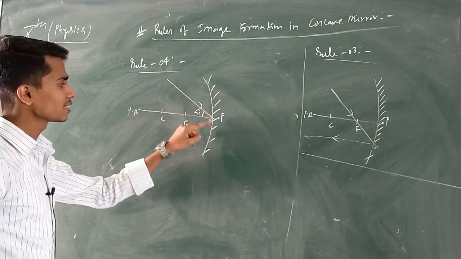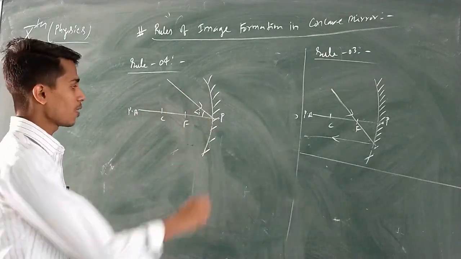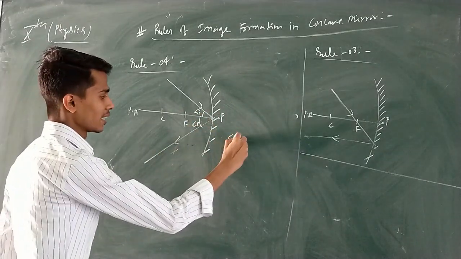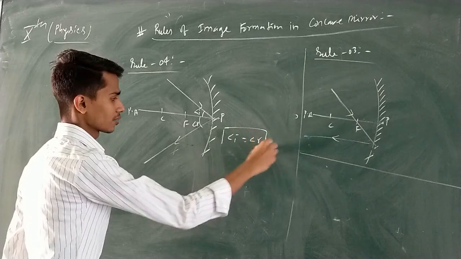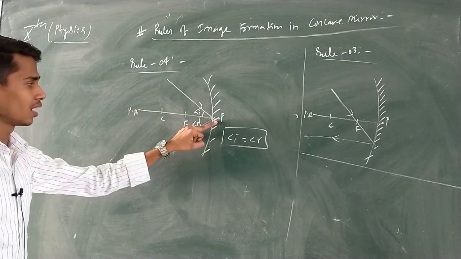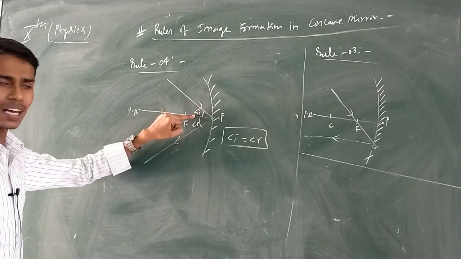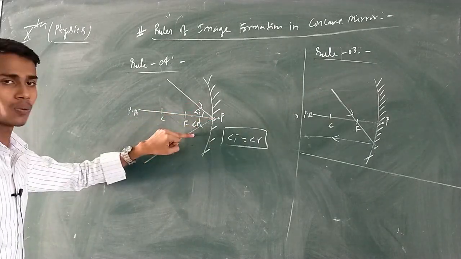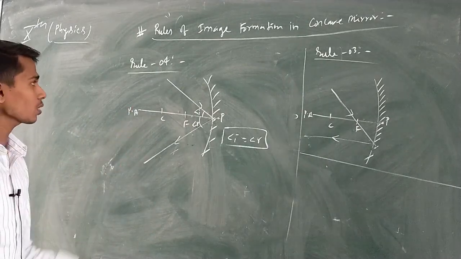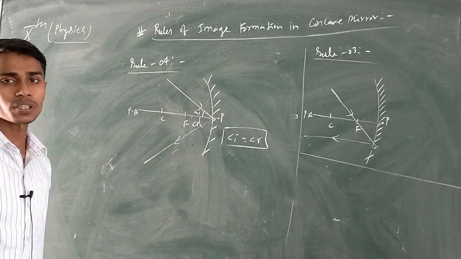Whenever a ray of light is incident at the pole of a concave mirror, the reflected ray returns back making the same angle with the principal axis, such that angle I will be equal to angle R. अगर रे ऑफ लाइट पोल पे इंसिडेंट कर रहा तो प्रिंसिपल एक्सिस से इंसिडेंट कुछ ना कुछ एंगल बना रहा, रिफ्लेक्टेड रे भी सेम एंगल बनाता हुआ प्रिंसिपल एक्सिस से रिटर्न कर जाएगा। ये रूल नंबर 4 है इमेज फॉर्मेशन का। किसमें? concave mirror में। What is the rule 4 of image formation in concave mirror?